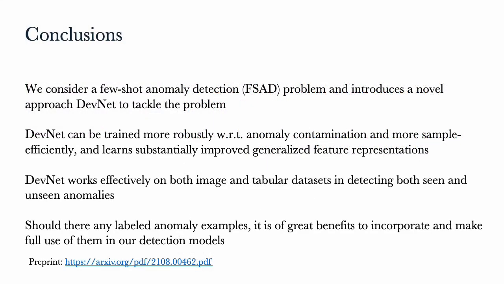So to conclude, we consider this new few-shot anomaly detection problem and introduce a novel framework. We call it the deviation network to tackle this task. This is achieved by taking advantage of a few labeled anomalies with a Gaussian prior to implement this end-to-end differentiable learning of fine-grained anomaly scores. By doing so, the deviation network can be trained more robustly with respect to anomaly contamination. We show that our network is more sample efficient, and in general it can learn a much better model to achieve improved accuracies.